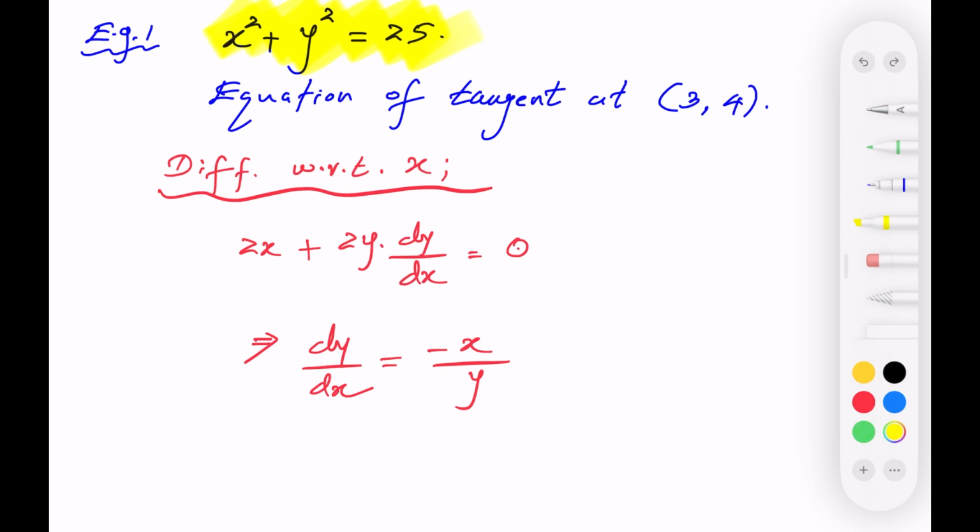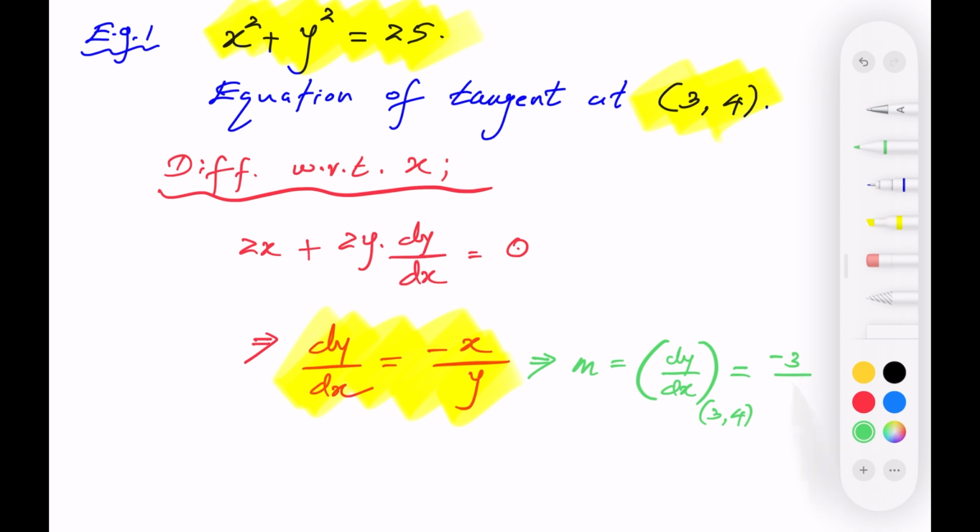Now dy by dx is available to us, and I have a point given (3, 4), and using the dy by dx value, I can actually find the slope of that tangent at that given point. That slope m will be equal to the dy by dx evaluated at that coordinate point (3, 4). Since dy by dx is equal to negative x over y, the slope should be equal to negative 3 over 4 because x is equal to 3 and y is equal to 4. Now we have a point and we have the slope.